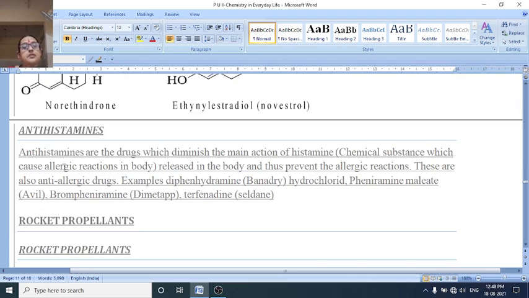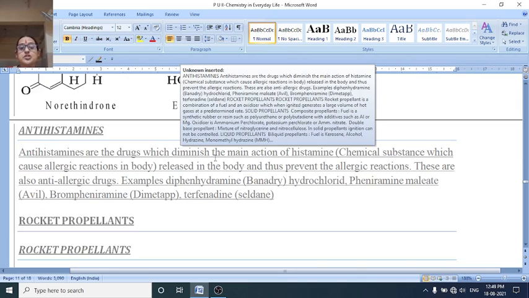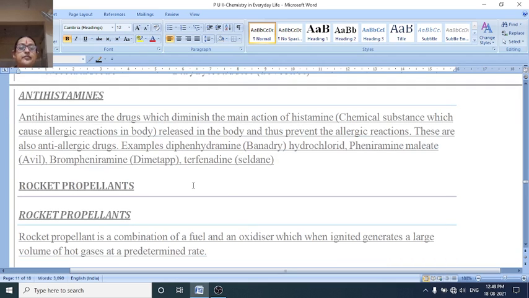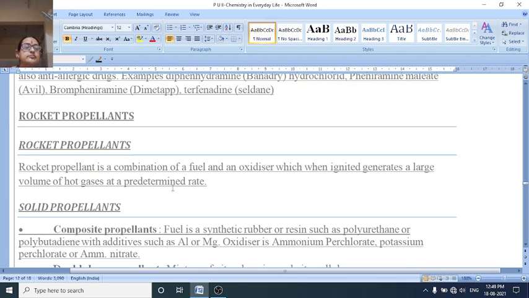Next is antihistamines. These antihistamines are the drugs which diminish the main action of histamine. This is a chemical substance which causes allergic reaction in the body when released in the body, and thus they prevent the allergic reaction. These are also anti-allergic drugs. For example, Benadryl, then Dimetapp, then Seldane.